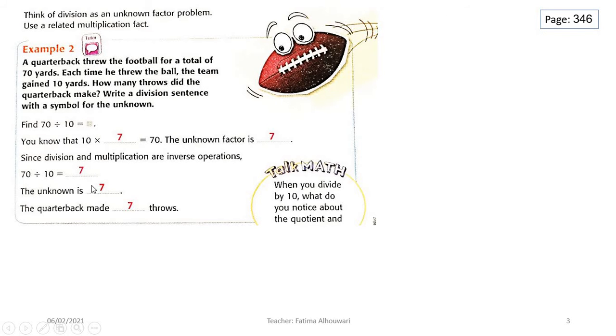Look back to the division sentence. 70 divided by 10 equals 7. Note that the dividend is 70 and the quotient is 7 when the divisor is 10. So when we divide by 10, we just have to remove 0 from the dividend. So 70 divided by 10 equals 7.